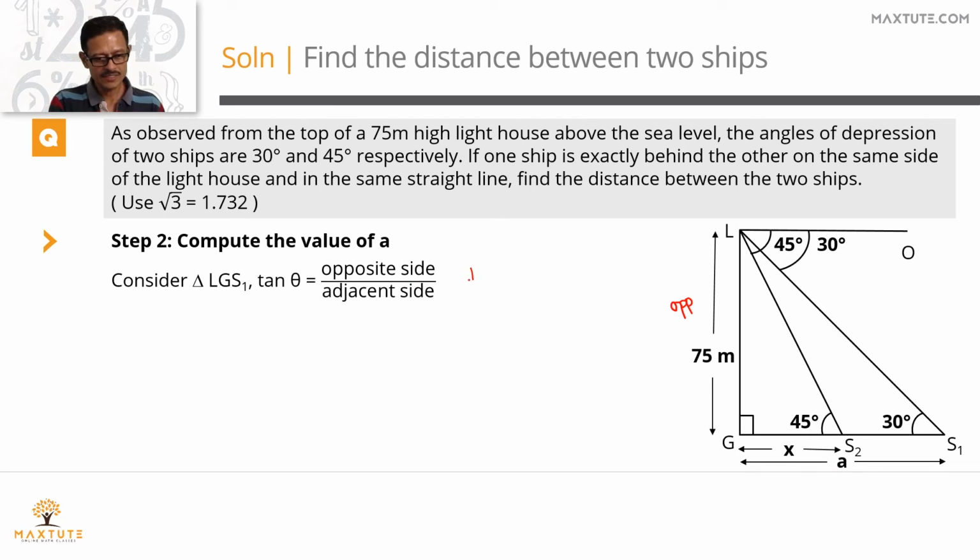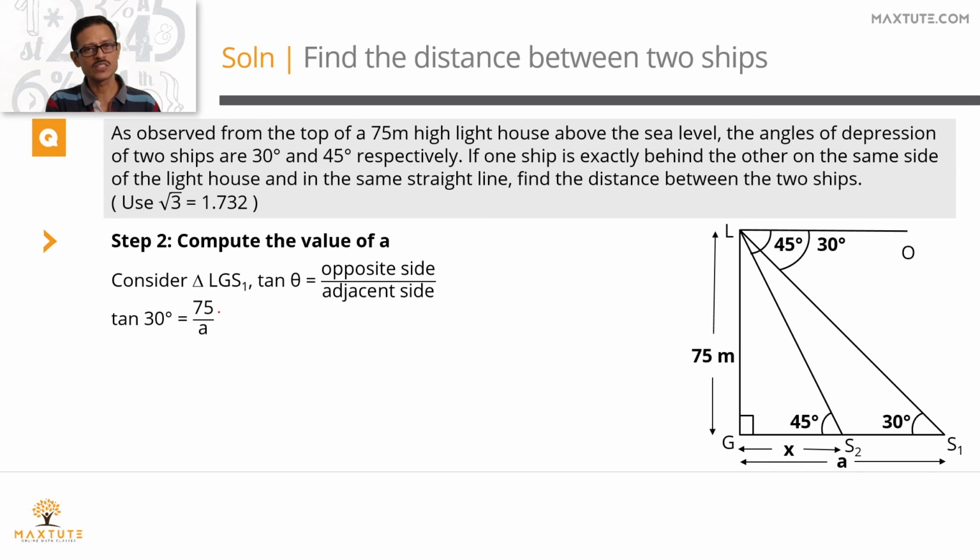So tan 30 is equal to the opposite side, which remains at 75, divided by adjacent side, which is equal to A. Tan 30 is a 1 upon root 3. So 1 upon root 3 is equal to 75 upon A. Cross multiply, we'll get the value of A to be equal to 75 root 3. So found out A. We already found out X to be as 75. So all that is left is to subtract X from A and find the answer. But before that, let's summarize it in a printed form.